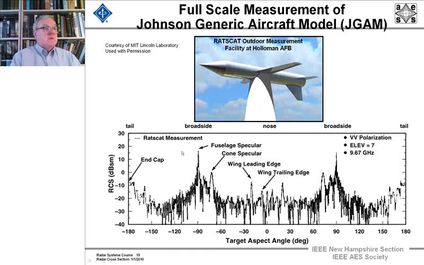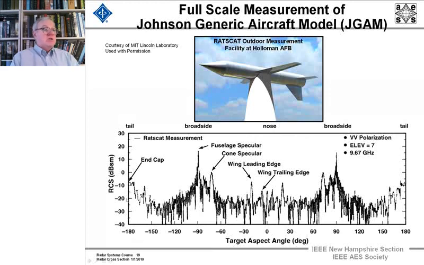And this is the RATSCAT measurement at X-band, an elevation of 7 degrees with vertical polarization. And here is the cross-section of the end cap, the fuselage specular, the cone's specular, right here, the wing leading edge and trailing edge. And so you can see the obvious symmetry on the other side of 0, going from minus 180 degrees to 0 degrees, and then up to 180 degrees. This is the nose, and that's the tail.